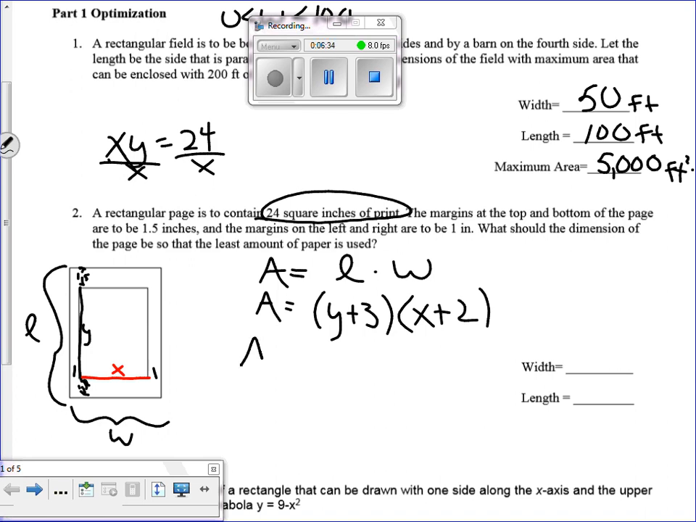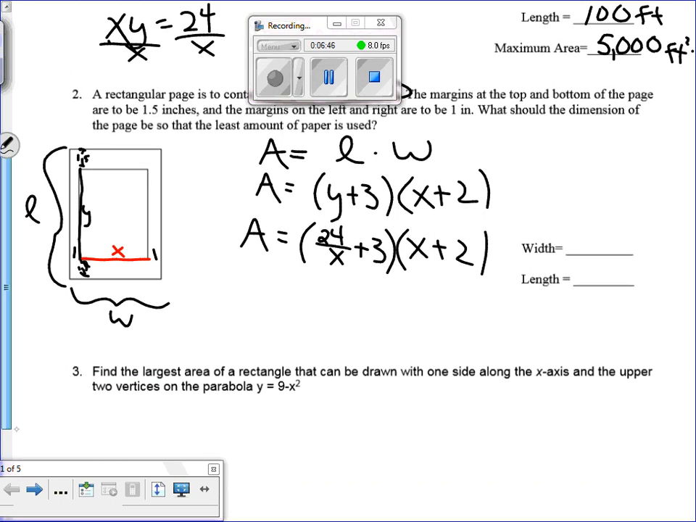So I plug that in for y. And I now have an equation for the area in terms of one variable. So now, after we multiply it out, we'll take the derivative and set it equal to 0.